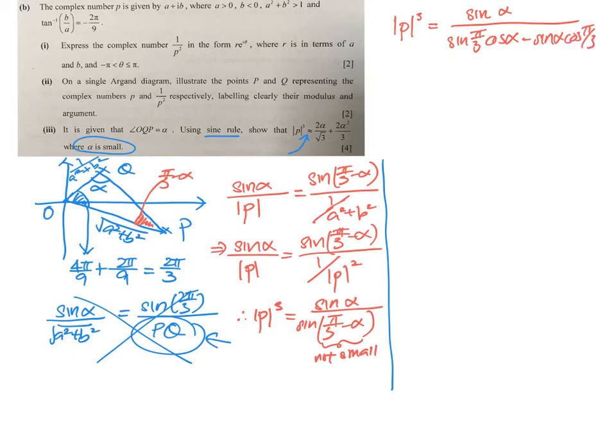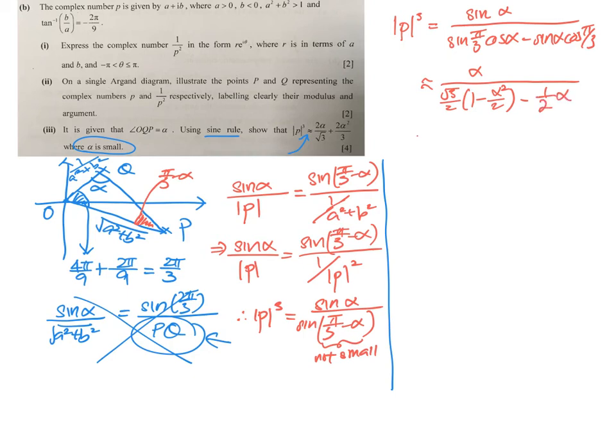Okay, and at the same time, let me apply the small angle approximation on sine alpha and cosine alpha, because we are told that alpha is small. So let me write down the approximation. Sine alpha is approximately alpha, and sine pi over 3 gives us the ratio square root 3 over 2, and cosine alpha is approximately 1 minus alpha square over 2, minus cosine pi over 3, which gives us half.